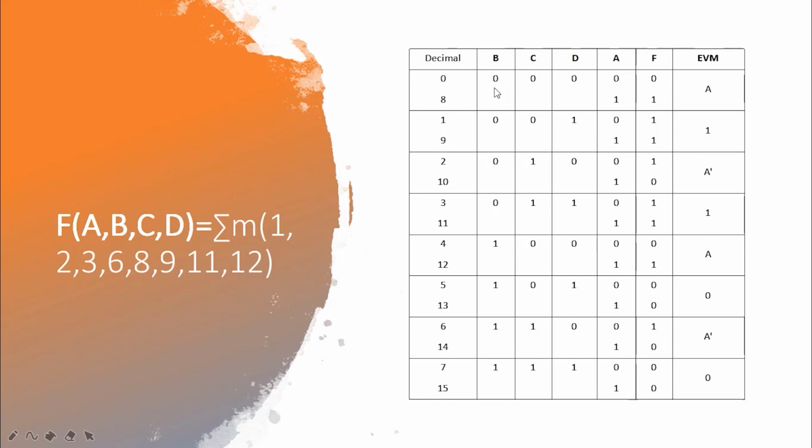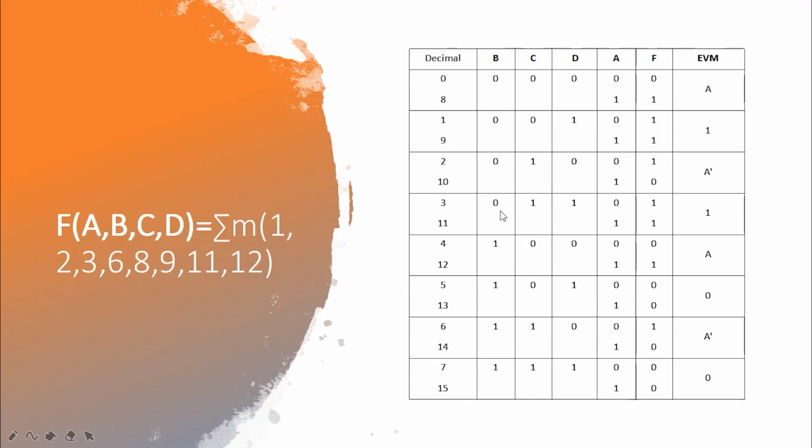When B, C, D are equal to 0, 0, 0, functions are equal to A. Therefore, EVM is A. When B, C, D are equal to 0, 0, 1, both functions are equal to 1 regardless of A. Therefore, EVM is 1. When B, C, D are equal to 0, 1, 0, the functions are inverse to A. Therefore, EVM is complement of A.